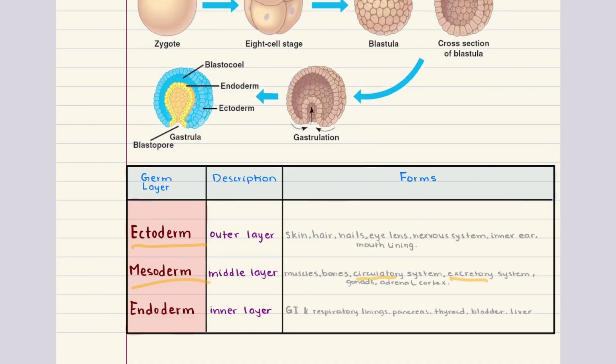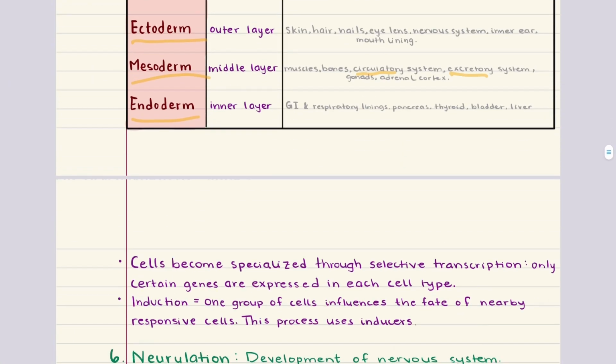Finally, we have the endoderm, which is the innermost layer. The endoderm forms the epithelial linings of the digestive and respiratory tracts. It also gives rise to the pancreas, thyroid, bladder, and parts of the liver. Now, at this point, even though the basic body layers are set up, the cells themselves still need to specialize into their final forms. And this happens through selective transcription, which means only certain genes are expressed in each cell, depending on what it's meant to become.